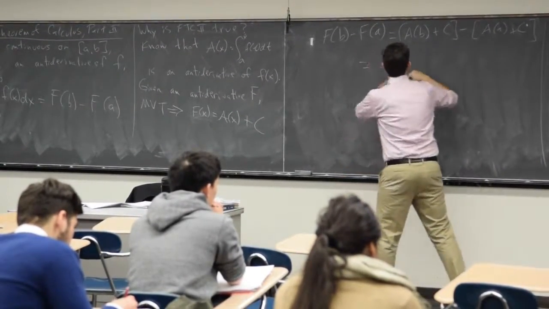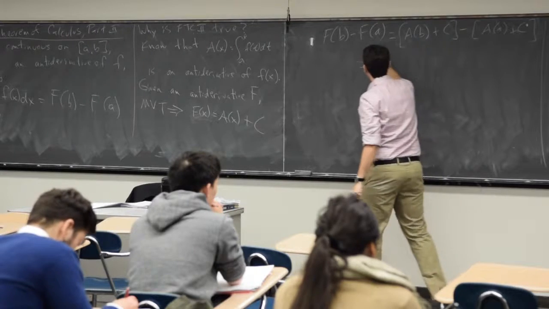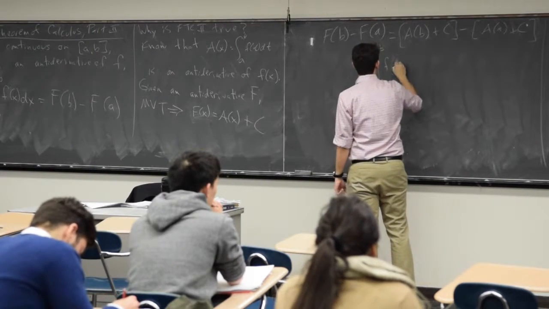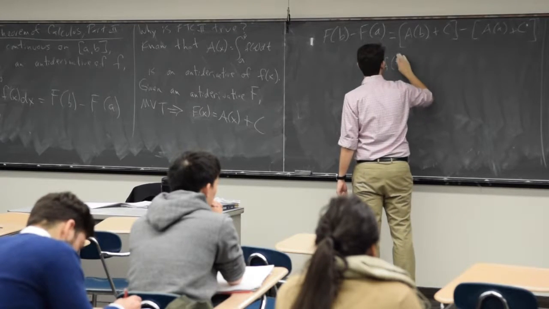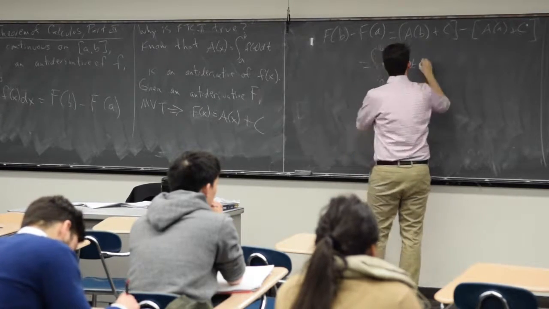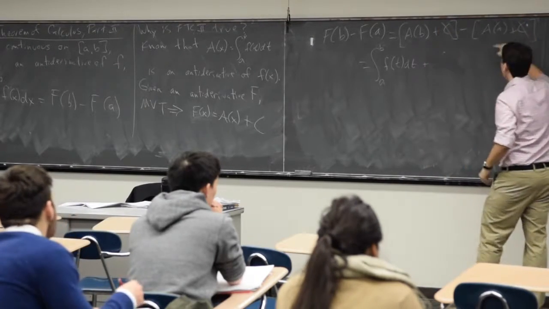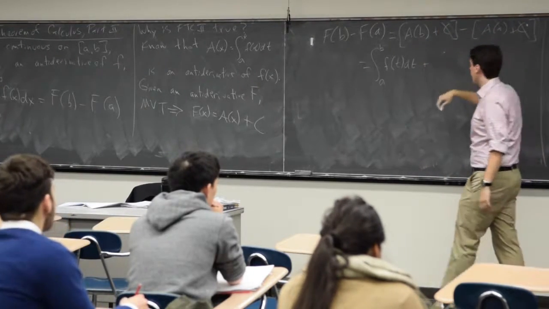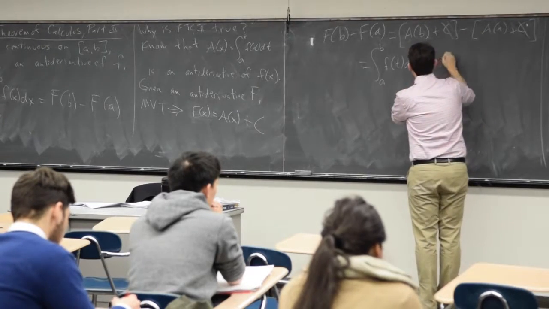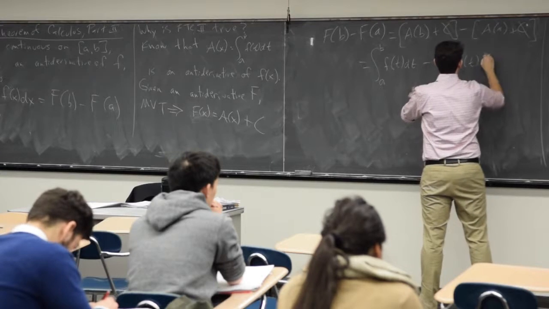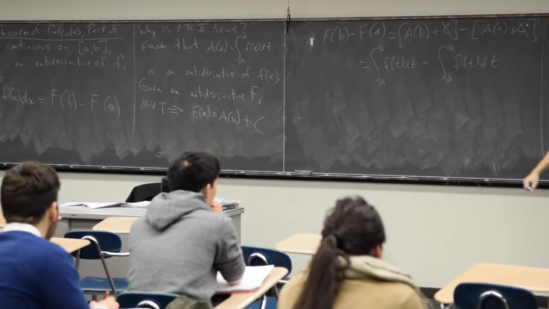And now, let's use the definition of a. So this is the integral from a to b of f of t dt plus c. When I subtract, the c's cancel out, right? Minus the integral from a to a of f of t dt.